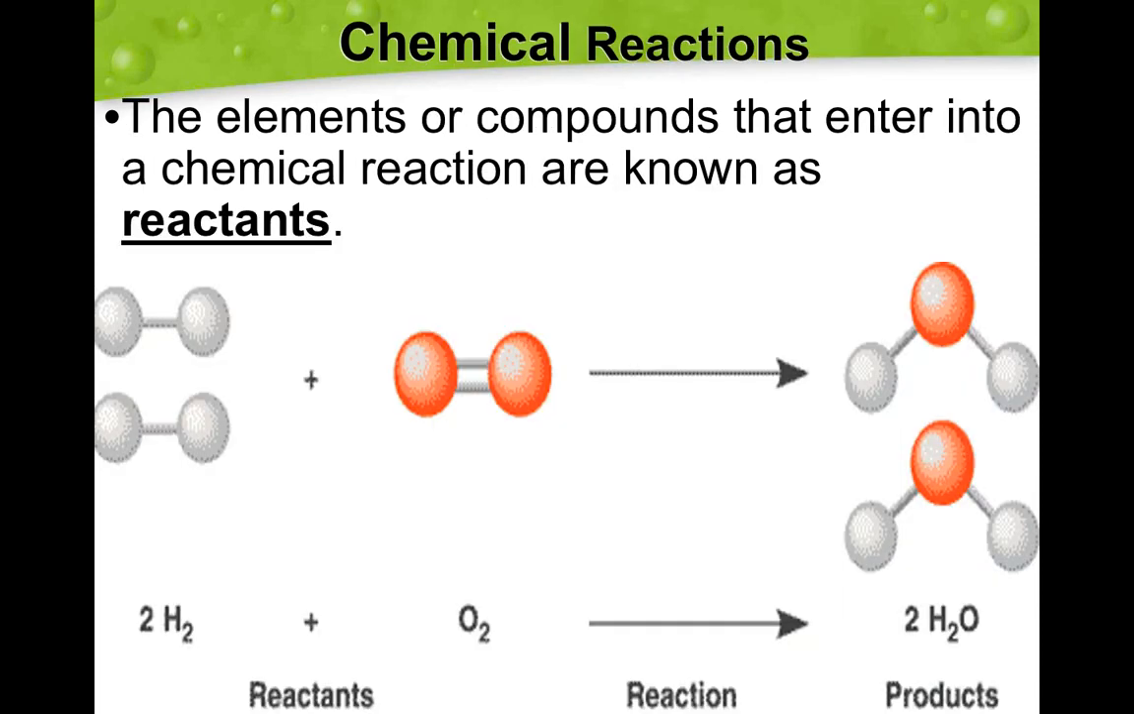Now, there's two halves to a chemical reaction. There are the reactants and there are the products. The reactants are the ones that are written on the left-hand side of the arrow. They are the substances that enter into the chemical reaction. They're the ones that react together. That's why they're called reactants.